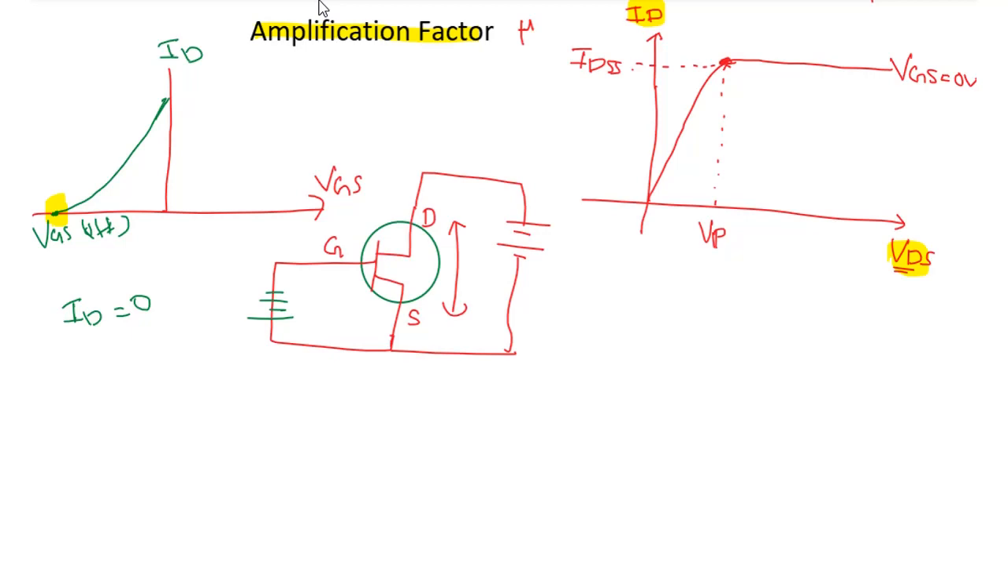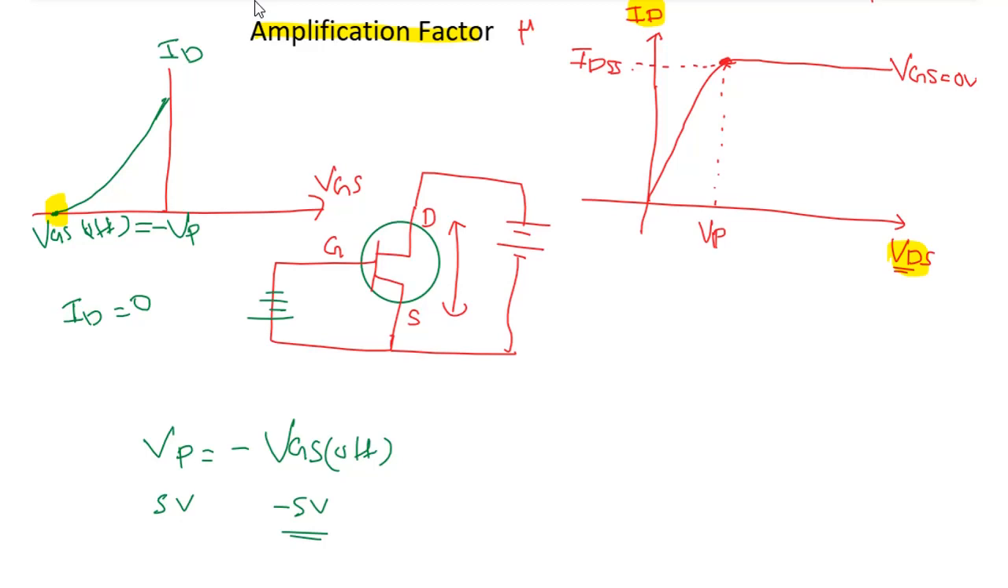So the VGS at which drain current is 0 or channel is cut off is called gate source cutoff voltage, VGS off. Now a point to note is VGS off is always equal to minus VP, or the pinch off voltage VP will be always equal to the magnitude of VGS off. So if the VP of a device is 5 volts, then VGS off will be equal to minus 5 volts.